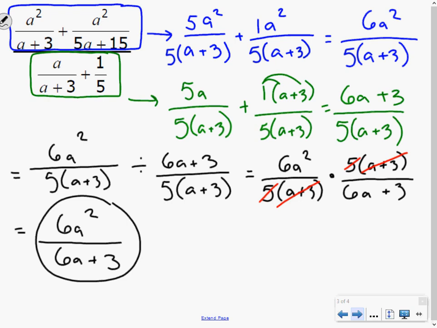All right, that is it for this video. Okay, these are pretty complicated. They can get a little messy. It's combining all of those skills with adding, subtracting, dividing, and multiplying rational expressions. These do take some practice.